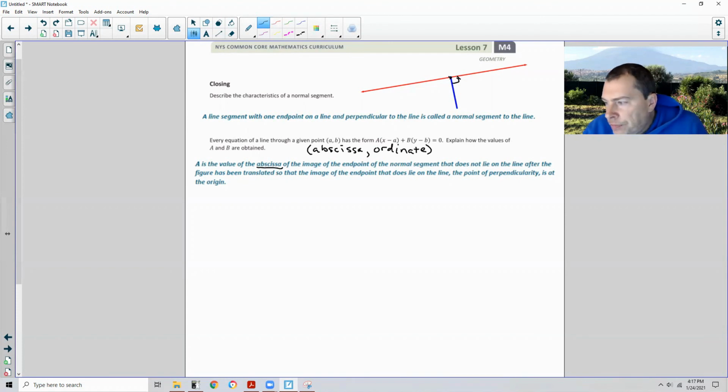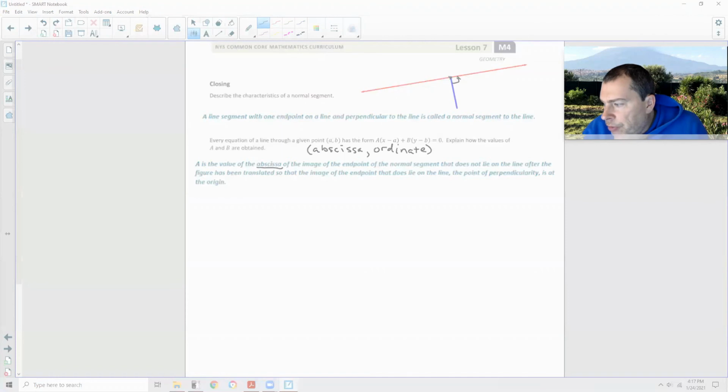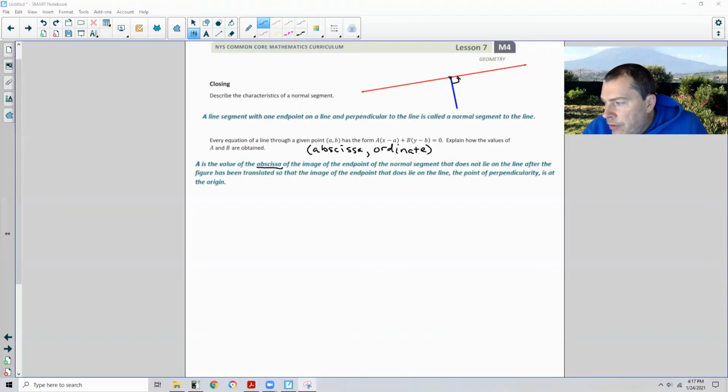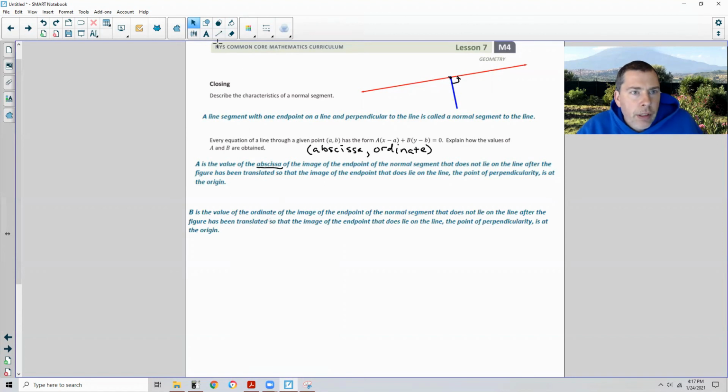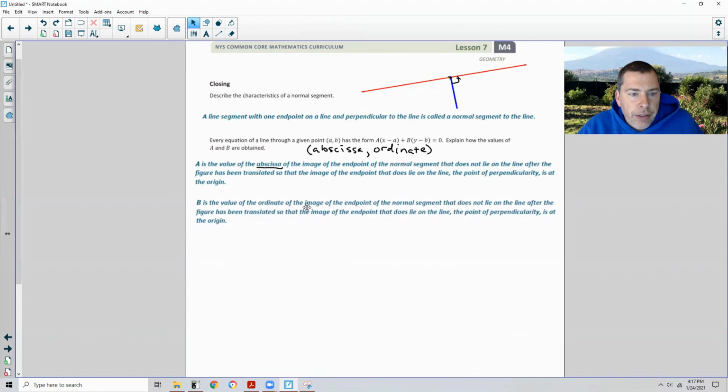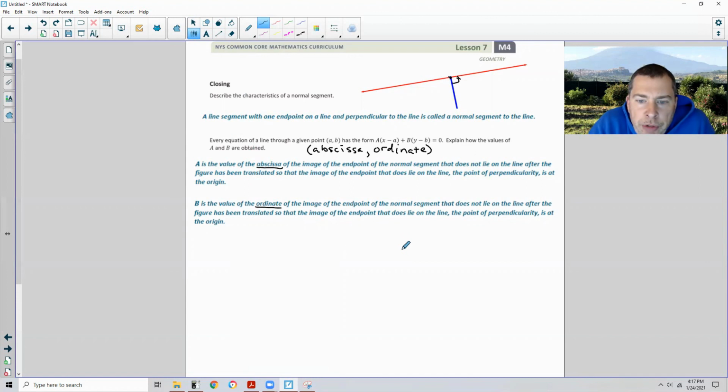And also the b portion would come from the ordinate. So let me just bring that in here. So b is the value of the ordinate, there's that word right there, of the image of the endpoint of the normal segment that does not lie on the line after the figure has been translated, so that the image of the endpoint that does lie on the line, the point of perpendicularity, is at the origin. Okay, so that is where this comes from, just the translation using the vectors that we used in the video.